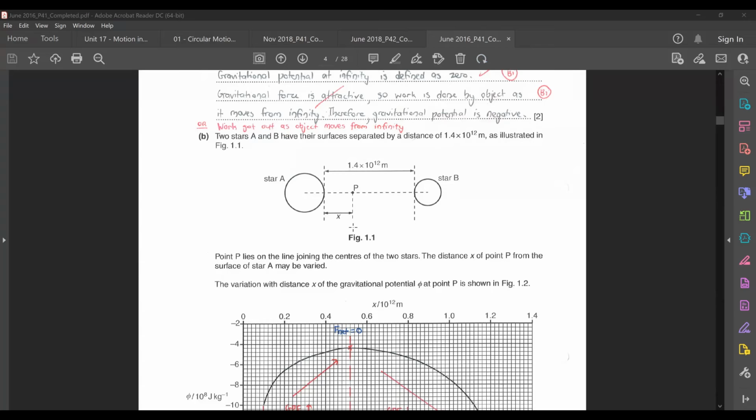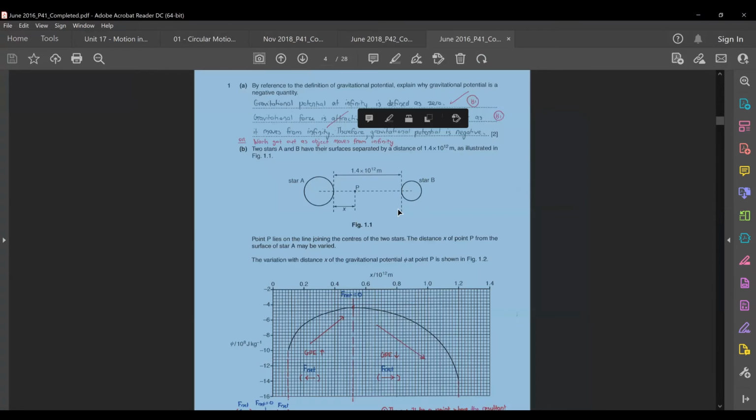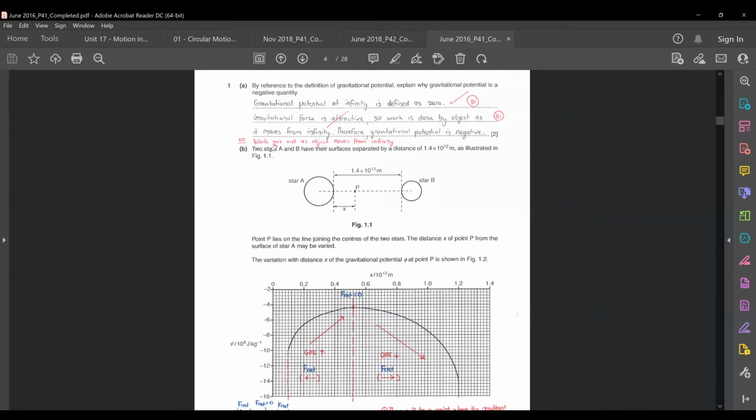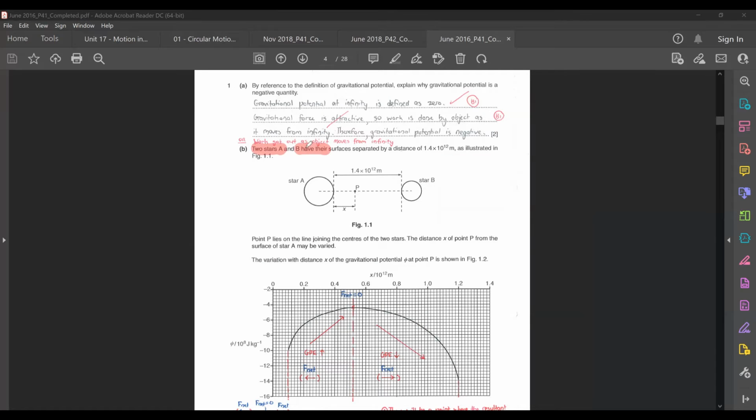Now look at part B. Two stars A and B have their surfaces separated by a distance of 1.4 times 10 to the power 12 meters, as illustrated in this figure. Point P lies on the line joining the centers of the two stars. This point P is on a line joining the centers of these two stars, star A and star B. There's a line between them, and point P is just right on the line itself.